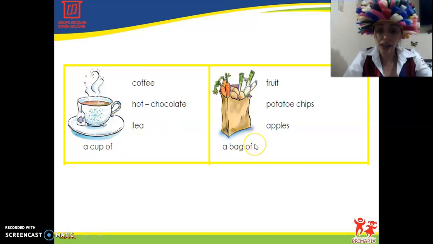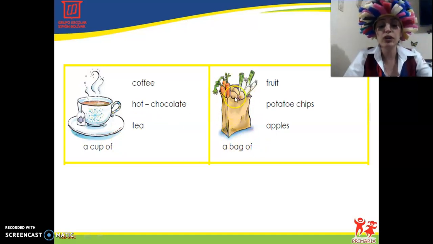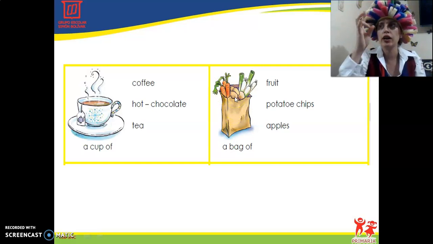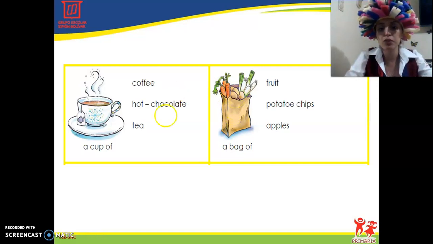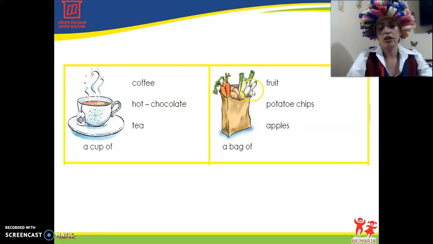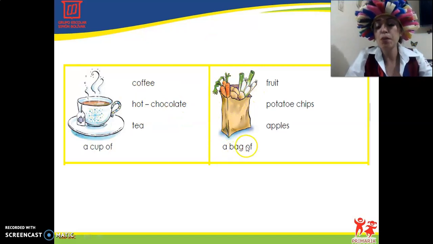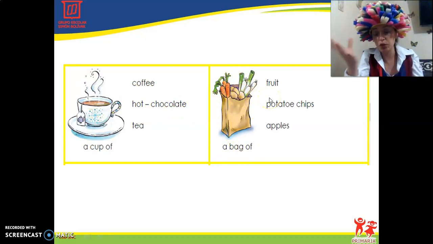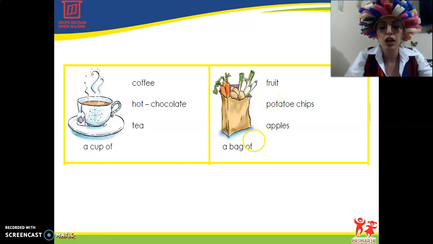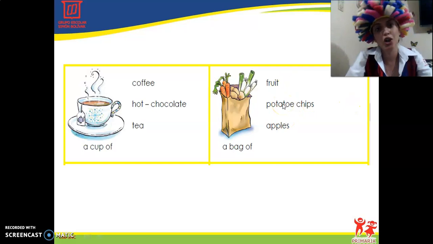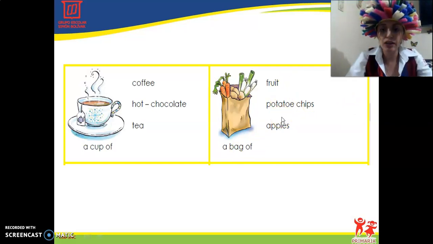The next one is a bag of. Here we don't specify how much. One, two, three, four, no, we don't specify. We just say a bag. For example, a bag of fruit. I don't know how much fruit. It's just a bag of fruit. A bag of potato chips. Do you know how many potato chips a bag has? No. A bag of apples. Don't know the quantity, but it's a bag of apples, okay?